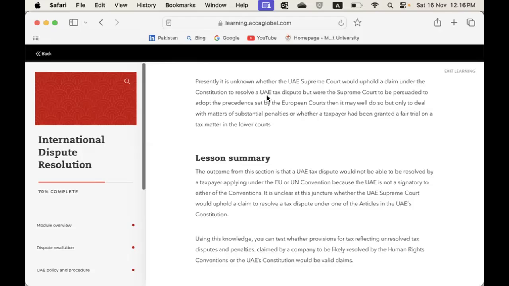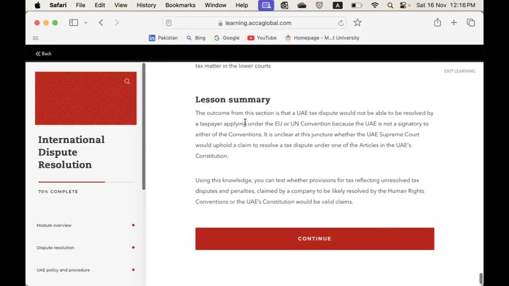From the UAE VAT law perspective, because VAT has been there since 2018, it is quite possible that some matters might have reached the Supreme Court of UAE. So I'm not aware of those case laws, but we can always do our secondary data research.